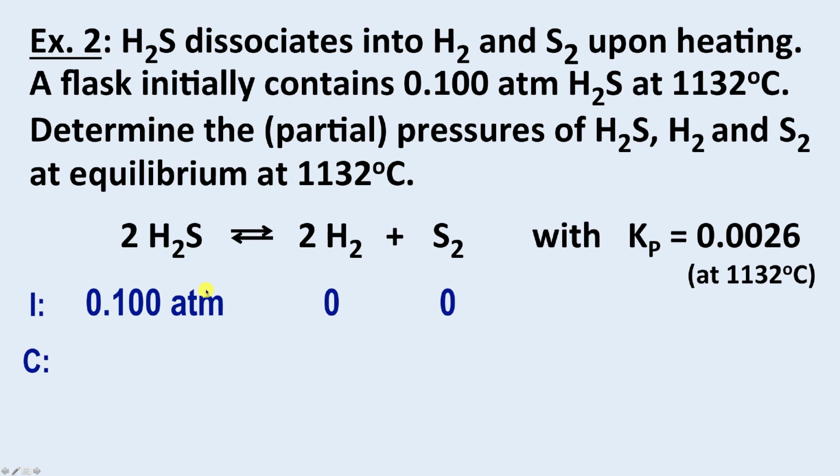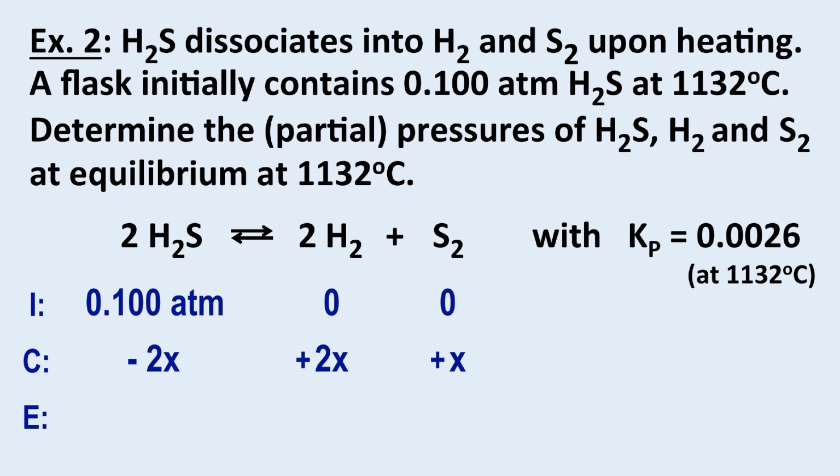And we don't know how much it's going to react, how much change there will be, so we're going to symbolize that by x. And what we do know is if S2 changes by some amount, we'll call it x, and we know this is positive because S2 is being formed, then we know H2 is going to change by twice as much because it's 2-to-1 stoichiometry. And then we know that H2S will also be 2 times as much, but it's going to have a negative sign in front of it because its pressure is going to decrease as that substance reacts.